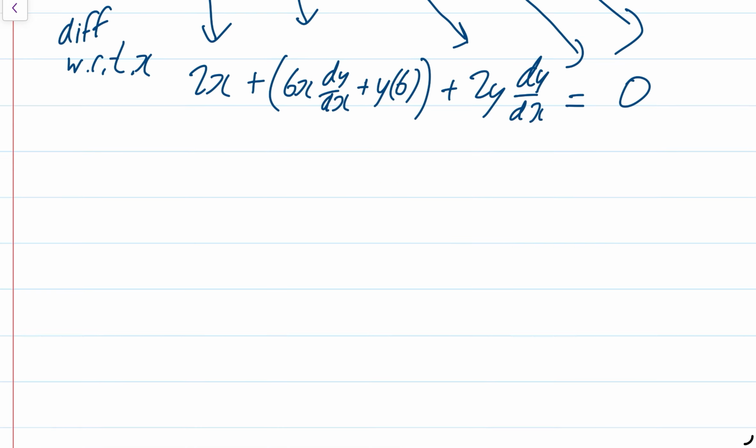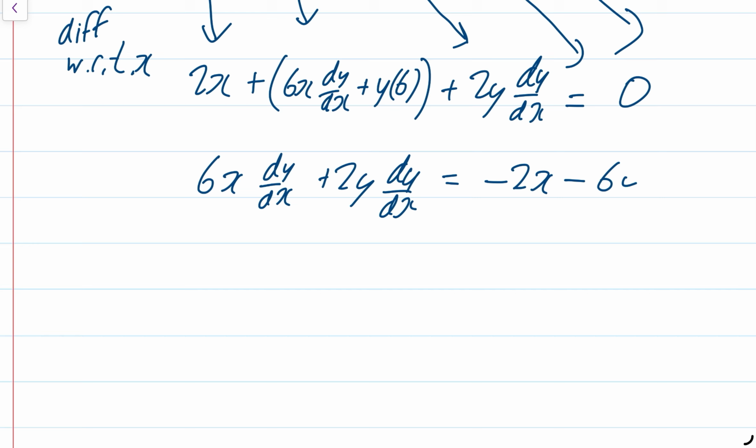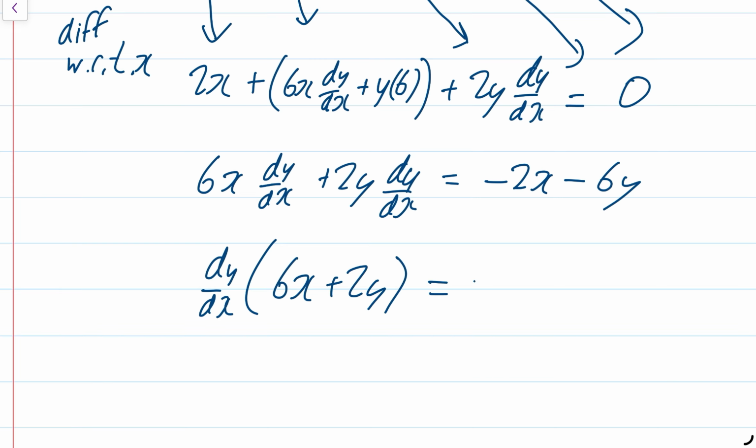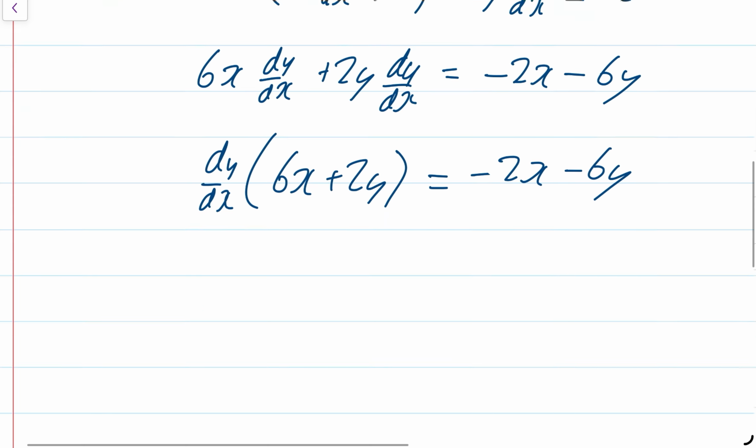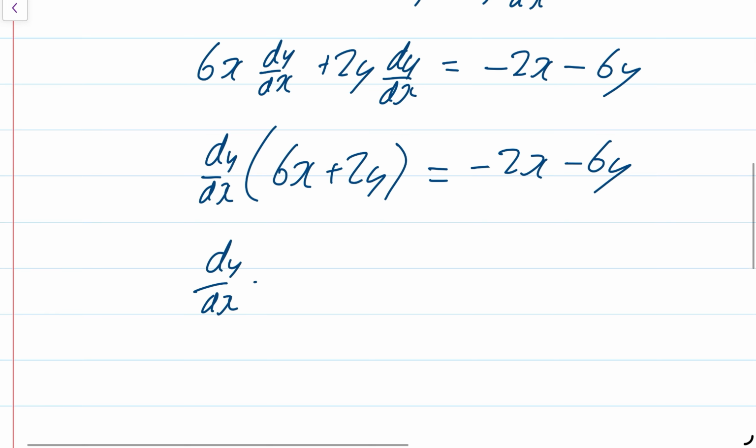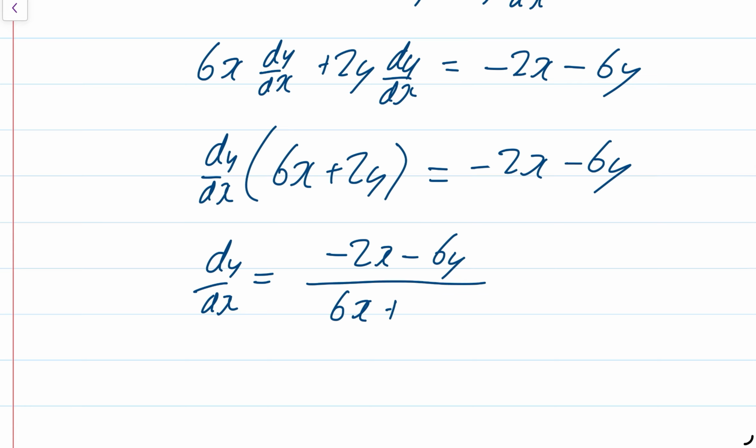We now need to tidy up. So what I'm going to do is leave all my dy by dx terms, I should say, on the left-hand side. So tidy it up a little bit. And everything else gets fired over to the other side. So I'll have minus 2x minus 6y. And then factorize out your dy by dx on the left-hand side. Dy by dx was multiplying 6x and 2y. And it's equal to minus 2x minus 6y. Then divide across, your dy by dx is just going to be minus 2x minus 6y, all divided by 6x plus 2y. And then top and bottom are divisible by 2, so why not make life a little bit easier?